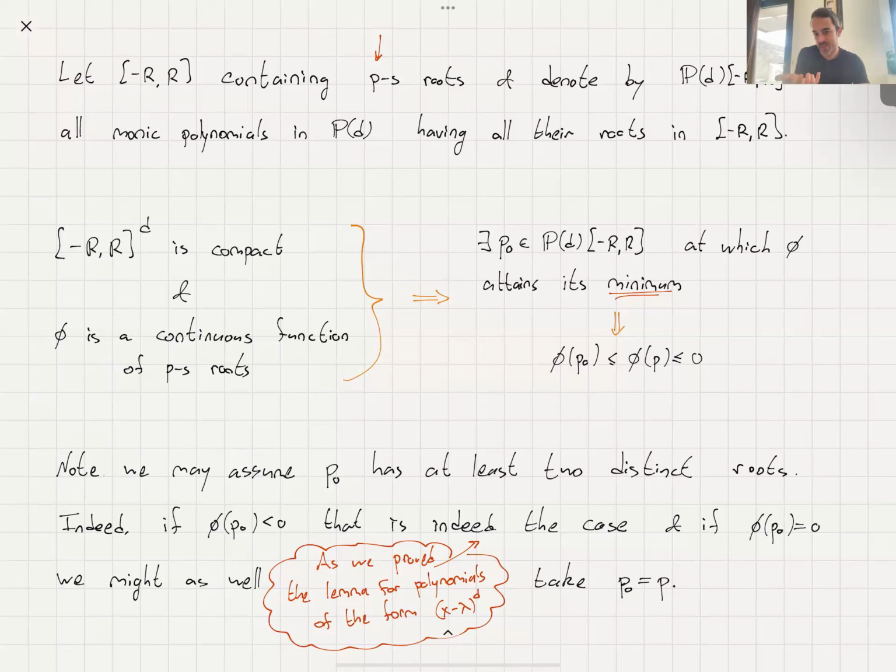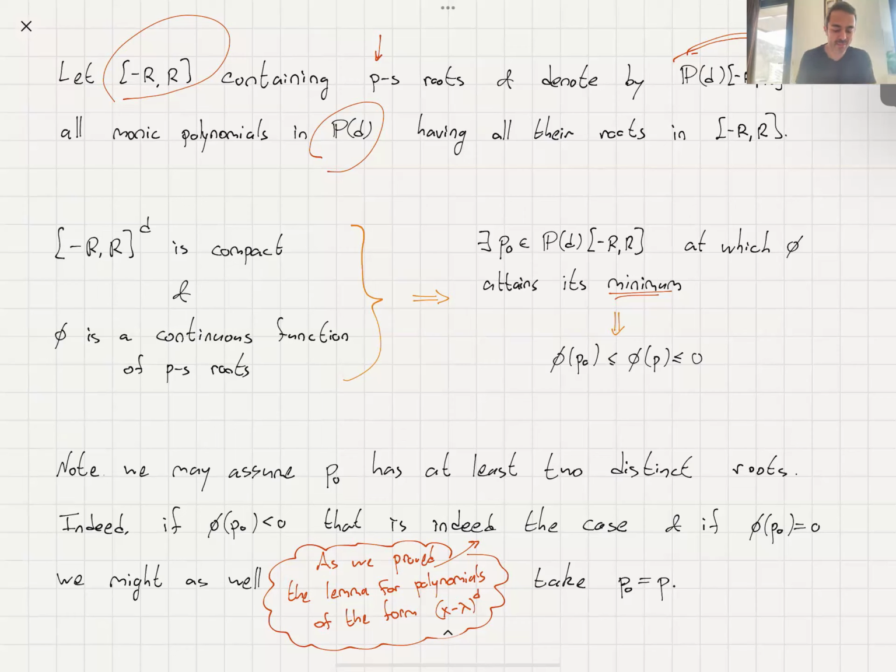And it's a polynomial, so its roots lie in some interval. So let's denote by minus R, R some closed interval containing all roots of P. It doesn't have to be the exact interval containing the roots of P, not the minimum and the maximum, just as long as it's a closed interval, it's fine. And let's denote by PD minus R, R all monic polynomials in PD whose roots are in minus R, R as well. Okay, that's maybe the fourth non-trivial thing that we are doing. Why should we look at all of these polynomials?